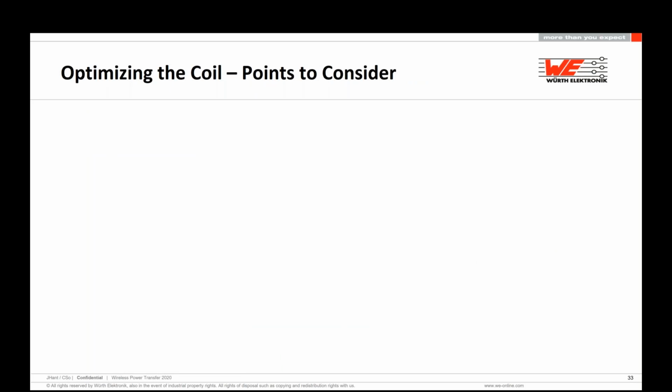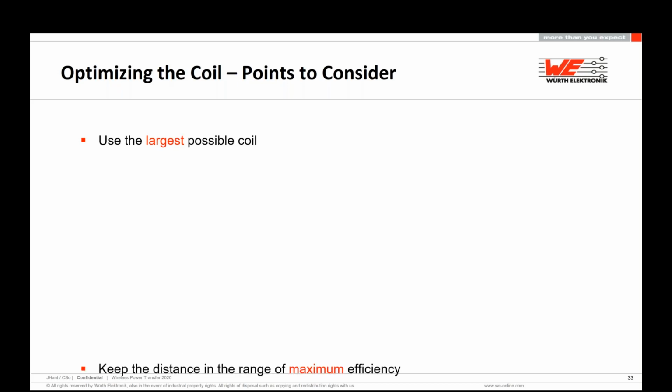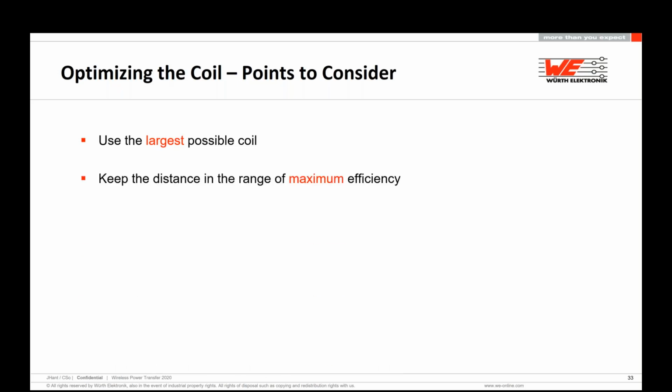Optimizing the coil, points to consider. Important is, if you are looking into the coil consideration, you have to use the largest possible coil which will fit in your housing and application. Important is to keep the distance between the 2 coils in the range of the maximum efficiency. As shown before, the coupling factor and the Q factor are important.